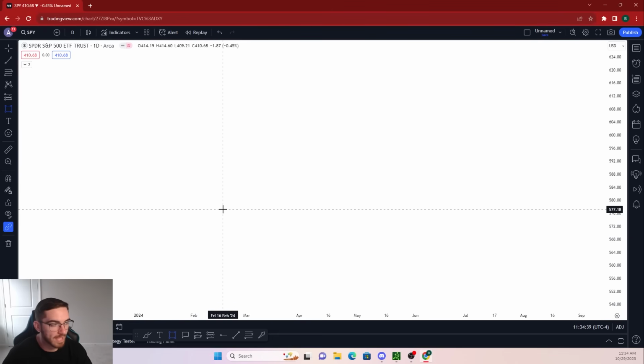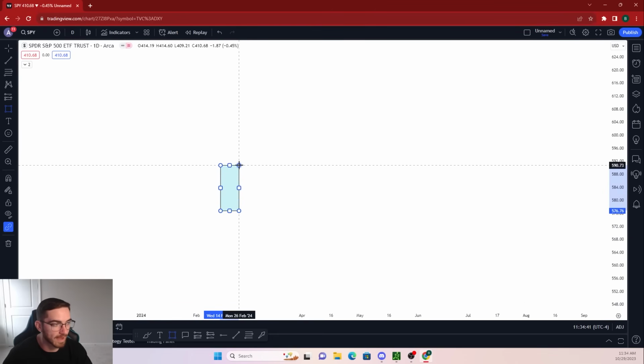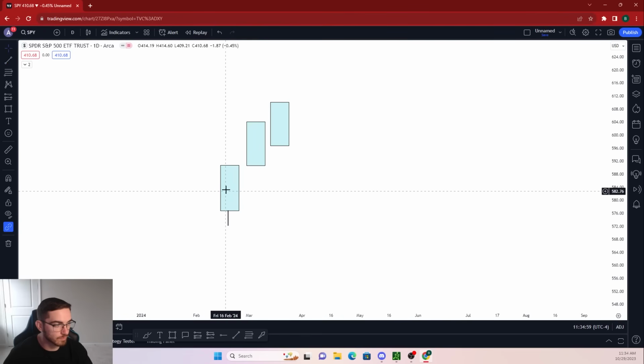So let's just say that we have price going up, right? We have this green candle right here. We have another green candle right here. And then we have one more green candle right here. Now, also these candles are going to have wicks. So let's just give that a little tiny wick to the bottom. And then let's give this one another one to the bottom. However, this third candle is going to have a long upper wick to the upside.